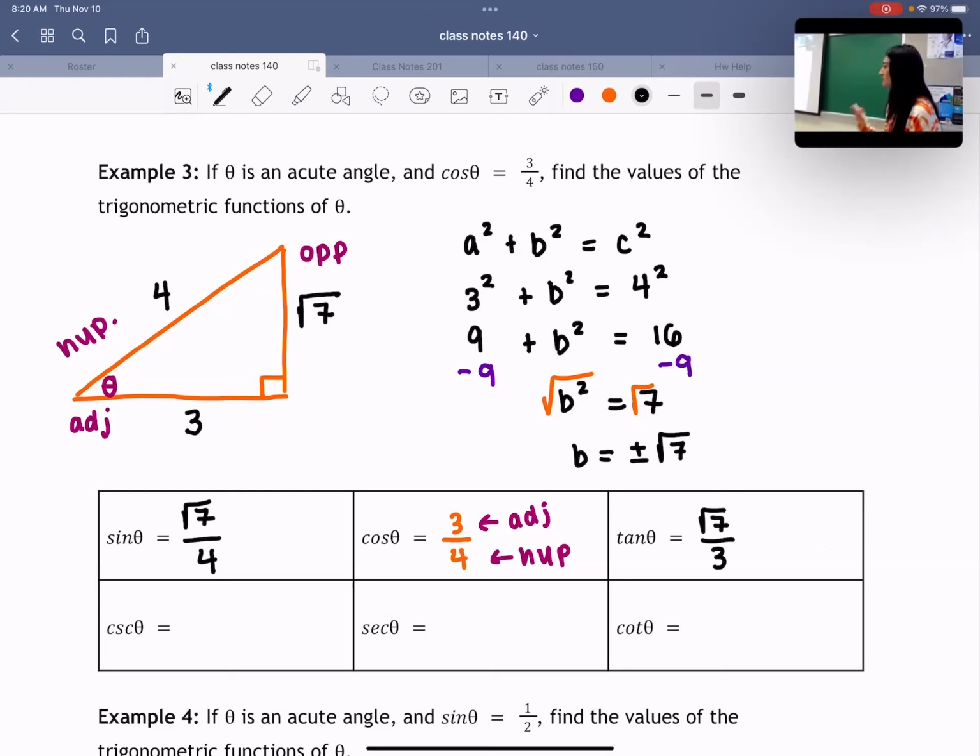Now, let's talk about the cosecant and cotangent. The cosecant, what would the cosecant be? 4 over square root of 7. Okay. Now let's talk about this real quick. If you give me 4 over the square root of 7, I'll actually take off a point, maybe half a point. And why is that? It's bad.